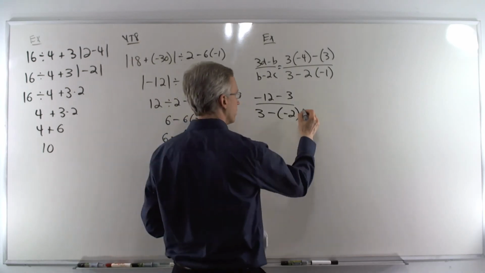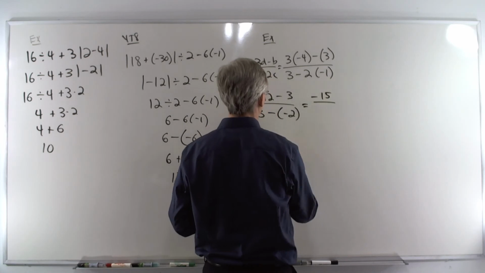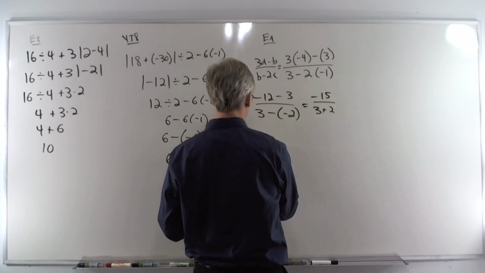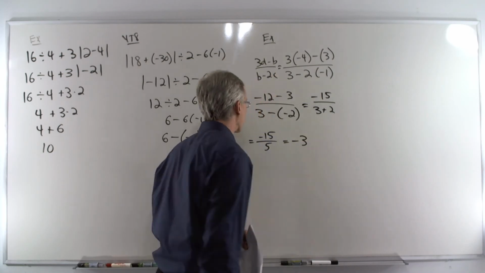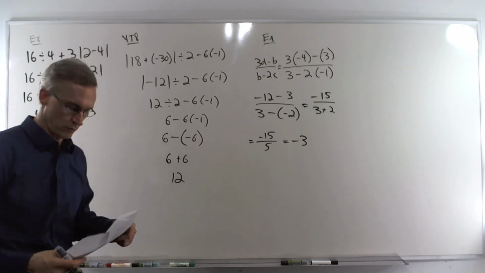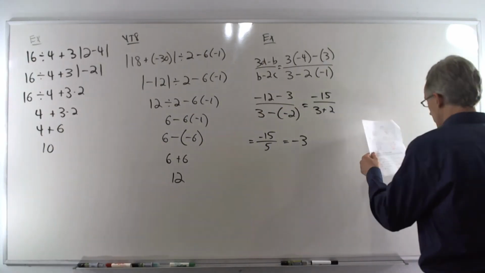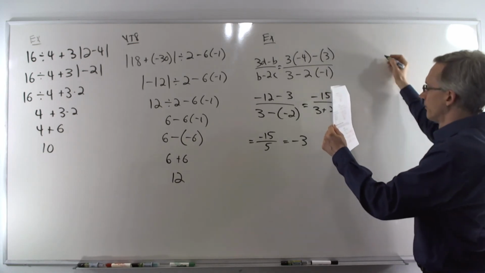All right, now we can continue on. Up top, we get negative 15. On the bottom, 3 minus negative 2 is 3 plus 2. So that gives us negative 15 divided by 5, or negative 3. And that brings us to your turn, number 9. Evaluate the expression when a is 2, b is 3, c is negative 1, and d is negative 4.